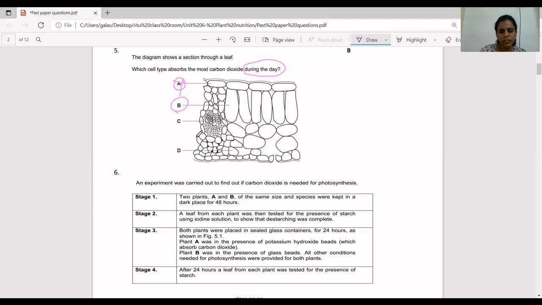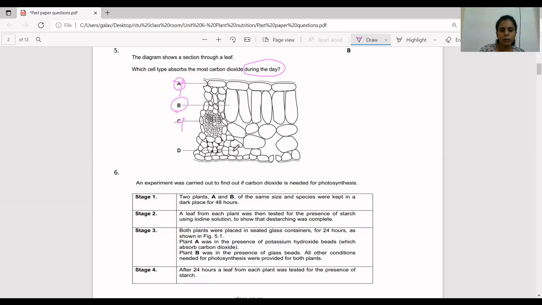Let's look at options C and D also. Option C actually represents xylem cells, xylem tissues. How to identify these vascular tissues you will learn in the transport unit, that is transportation in plants. So C is xylem tissue, and xylem tissues are involved in conduction of water and minerals. Hence this option is wrong.